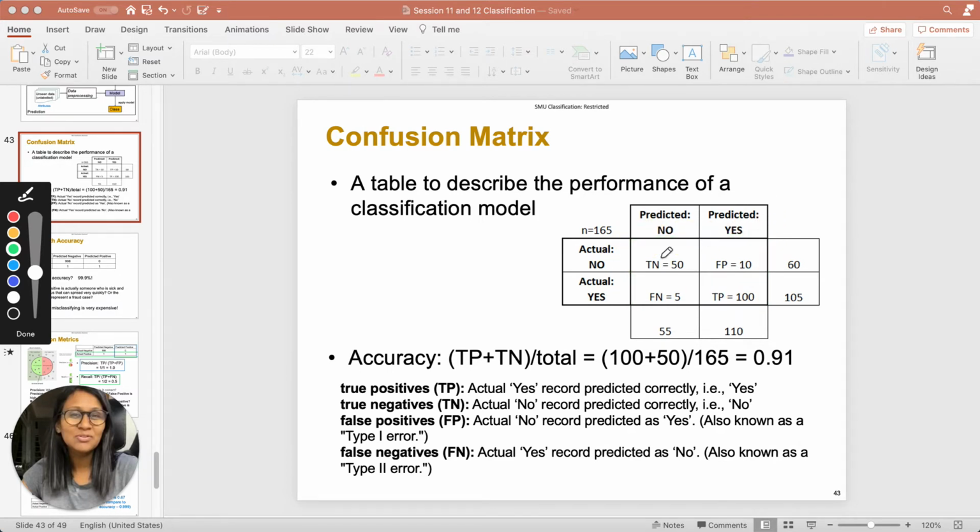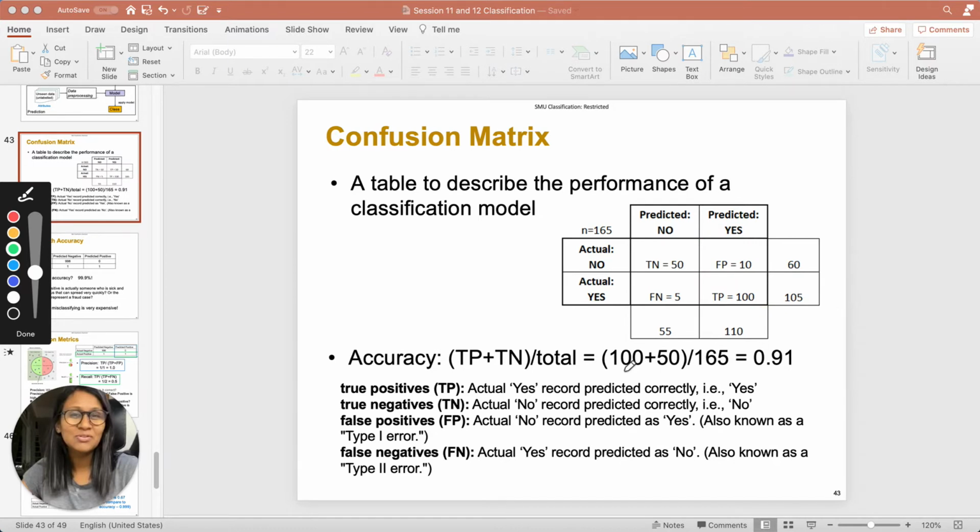Now in this we have 4 cells, and 2 of those cells correspond to the correct prediction. So 50 values are observations where TN means true negatives. True negative means that the actual was no and the prediction was also no. Similarly, we have true positives. True positives are cell values where the actual value of the outcome was yes and the prediction was yes as well. So now true negative and true positive basically will tell me what is the accuracy of my model.